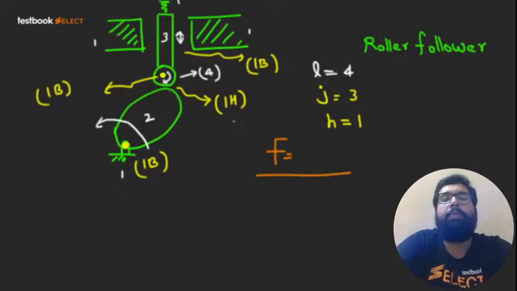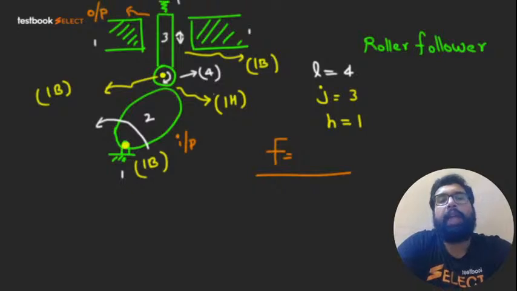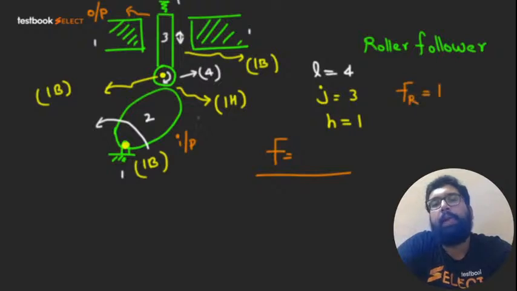Now, I think things must be very clear to you from this example. Now you see, the input is our rotation and this follower motion that we are getting is our output. Now, can you see that this roller rotating about its hinge or about this pin joint has nothing to do with converting this rotation input to reciprocation output? So what is your FR here? FR is 1, beta, right or wrong, beta?